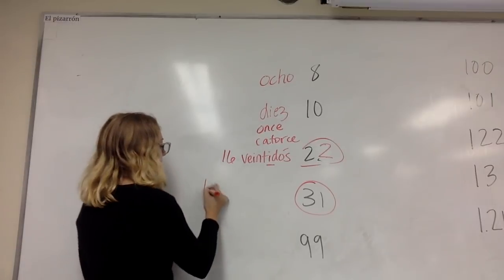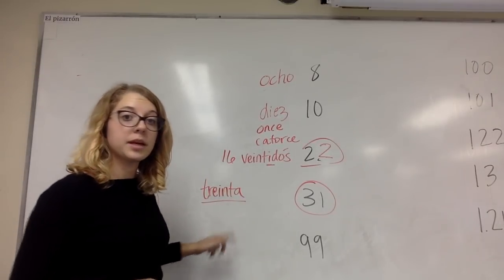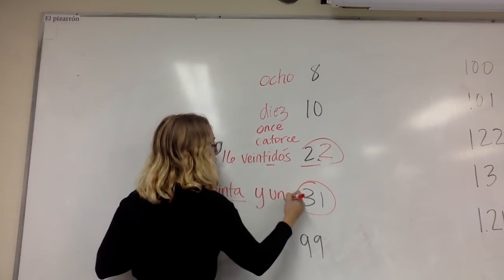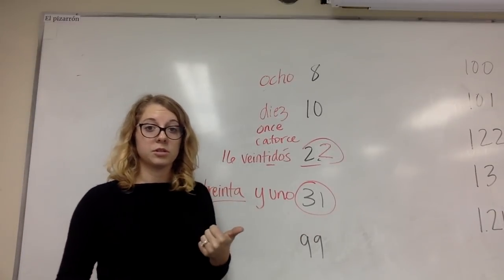So for example, we have treinta, 30, is the unit, this is our tens place, and then we're going to use the and, E, and then we put uno. Notice that I have 3 separate words. I have 3 separate words going on.